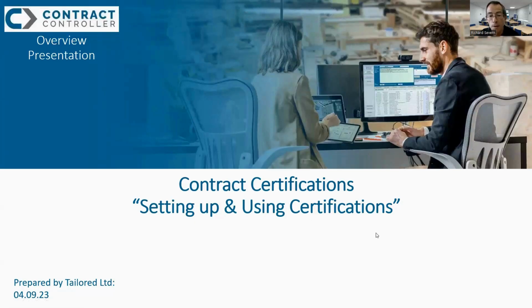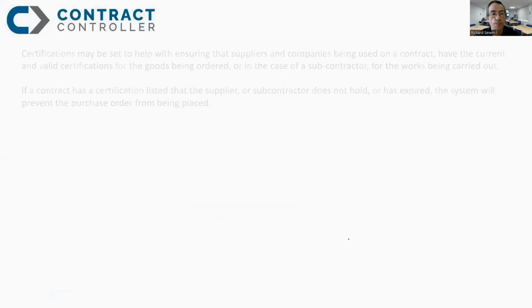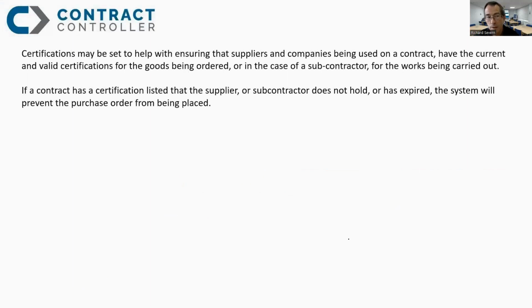Setting up and using certifications. Certifications may be set to help with ensuring that suppliers and companies being used on a contract have the current and valid certification for the goods being ordered, or in the case of a subcontractor, for the works being carried out. If a contract has a certification listed that the supplier or subcontractor does not hold or is expired, the system will then prevent the purchase order from being placed.